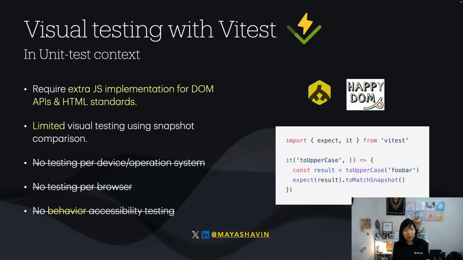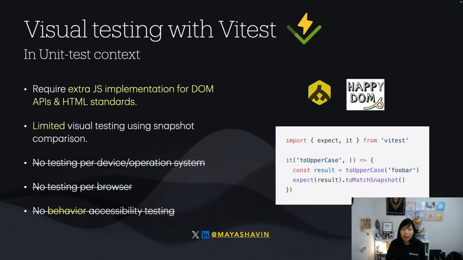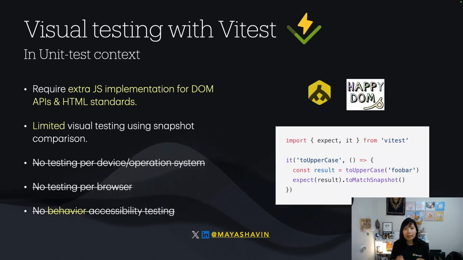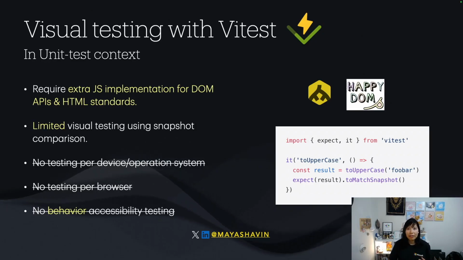For visual testing with Vitest, since it's a generic test runner for unit tests and integration tests, you cannot test per device, you cannot test per browser, and you cannot add behavior accessibility testing. You can test the ARIA standard, but for anything that requires navigation or actual user interaction for accessibility, this doesn't work.